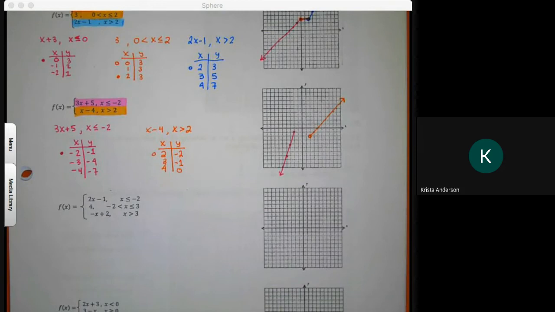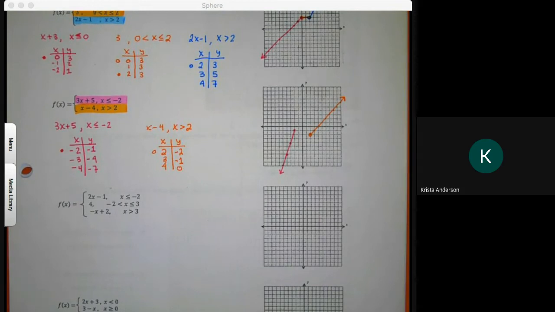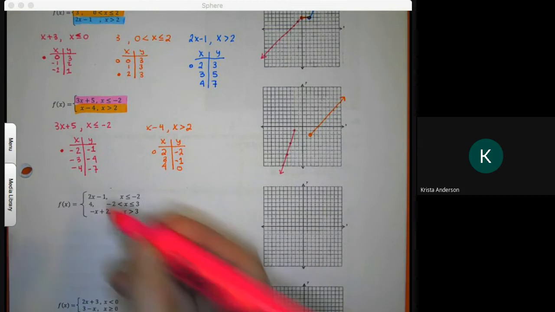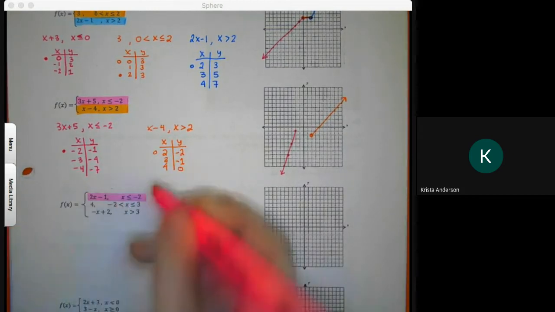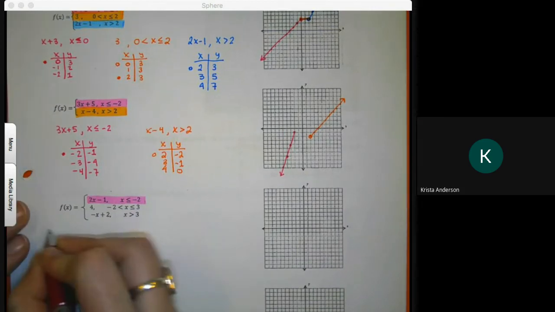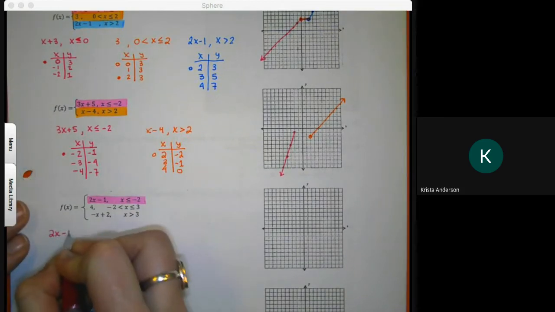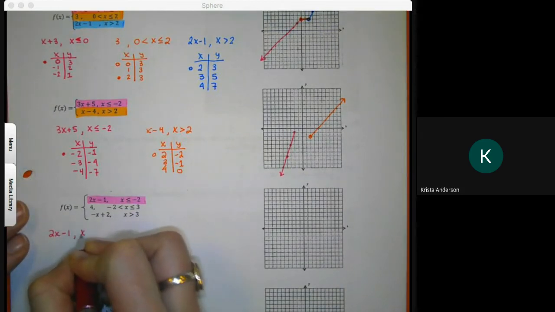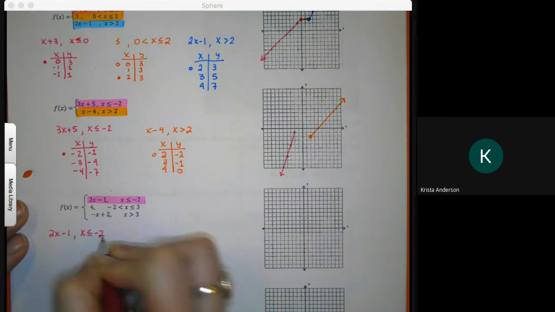Any questions? Question 3. First piece. I have 2x minus 1 when x is less than or equal to -2.